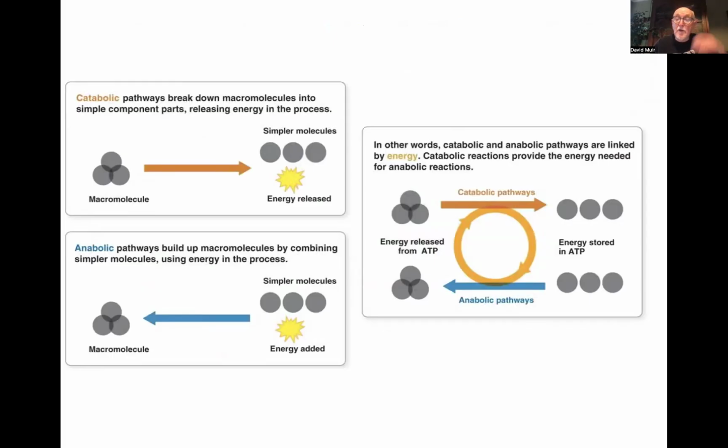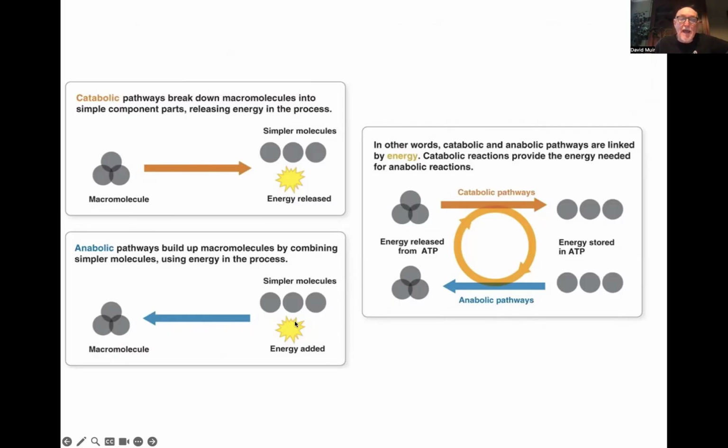Okay, so this is just to belabor the point a little bit. Here are the catabolic reactions. We take complex macromolecules. Let's think of fuel molecules, for example, oils, sugars, this sort of thing. And we're going to break those down into simpler molecules, which release energy.